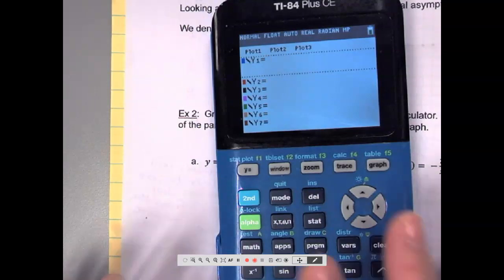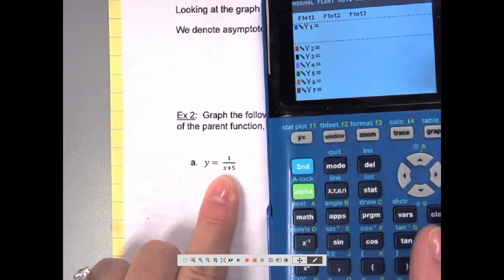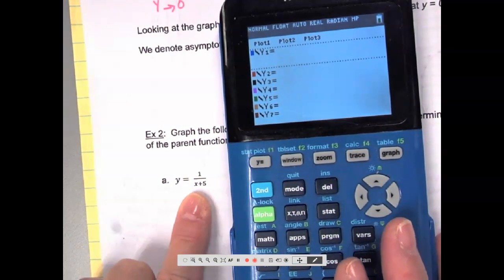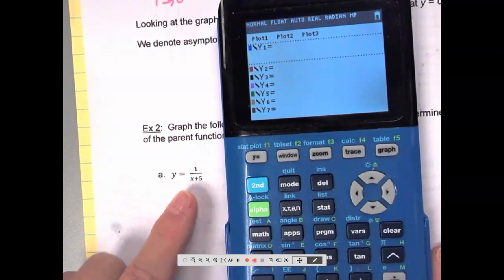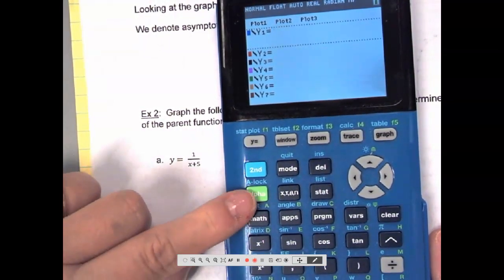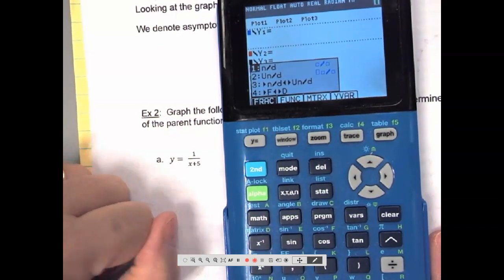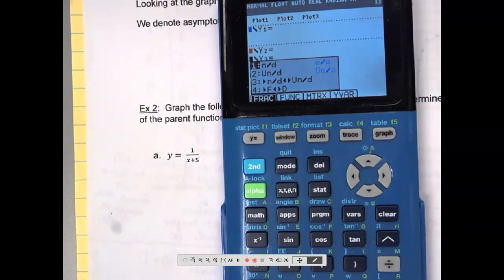All righty. You have a fraction key on a graphing calculator, but it's hidden. I don't know why they don't put a button on here, but they don't. To get a fraction key, we're going to push alpha, y equals. You should have this little menu that pops up, and we want that first thing, numerator over denominator.